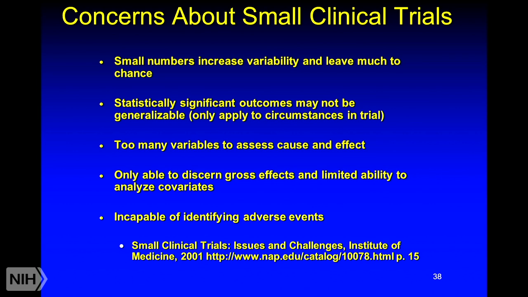And it also means that even though you reach statistically significant results, those results may not be generalizable, or they may not even be true. So the other issue is too many variables are present in a small study to assess cause and effect. In other words, if you're looking at really sick patients, there's a lot of stuff going on with those people, and you may not be able to actually balance all those variables between the test and the control group. You may only be able to discern gross effects, like did people live or die, and have very limited ability to analyze the baseline factors which may result in death.